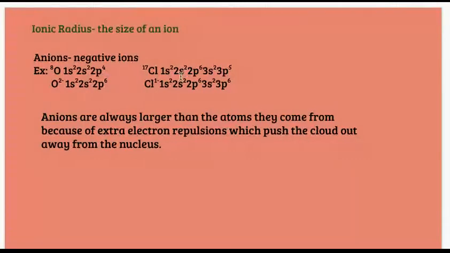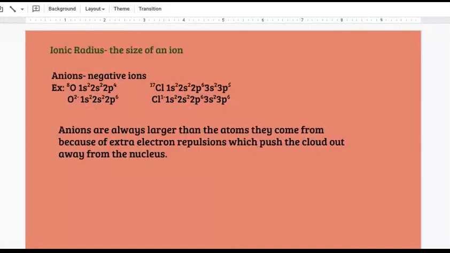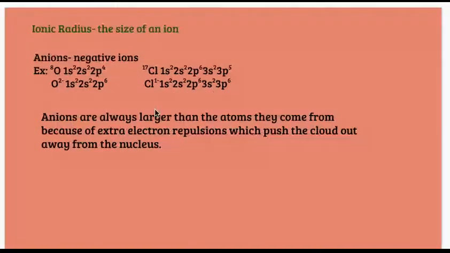But let's look at what happens with chlorine when it becomes an ion. This would be chlorine's configuration as an atom. It has 17 electrons, but it ends up with 18 electrons as an ion because it gains 1 to get like argon. Remember, everything in group 17 gains 1. Now, anions are always going to be larger than the atoms they come from. So chloride is bigger than chlorine. Oxide is bigger than oxygen. They're called -ides when they're negative ions.